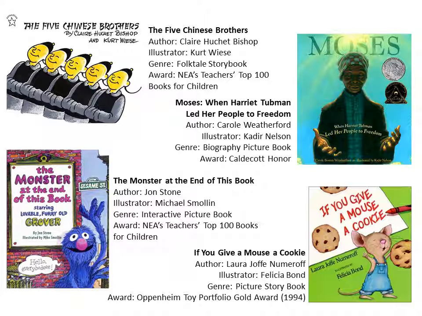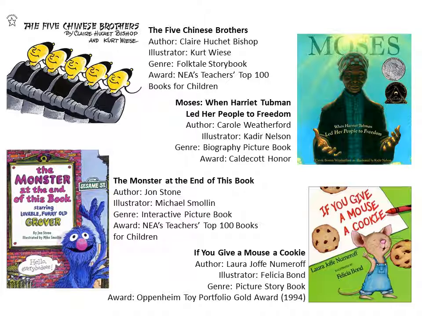These are the other 4 books that I'll be critiquing today. The 5 Chinese Brothers is a retelling of an ancient Chinese folktale. It is very clever and humorous and appropriate for children of all ages. Moses is the inspiring story of Harriet Tubman and how she escaped from slavery and led many others to freedom through the Underground Railroad. Students will be astonished by her bravery, strength, and perseverance.